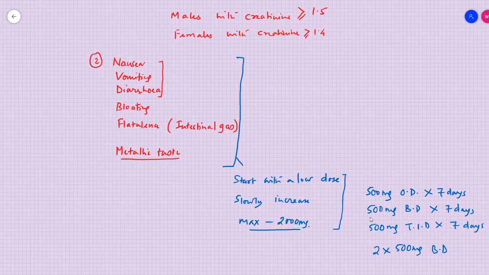If the patient doesn't complain of a big problem, then the next regimen is started. Again, the patient is seen after that, and that way it can reach 2000 milligrams.